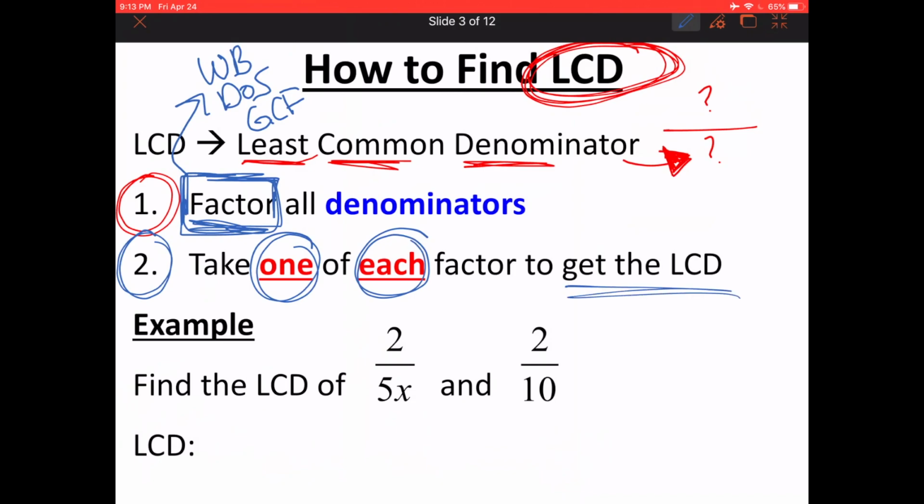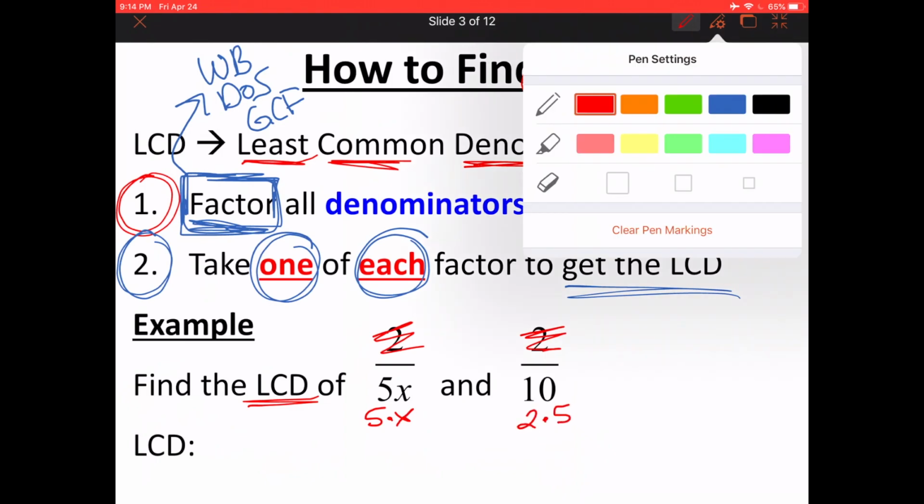Okay? So let's look at our example here. Find the LCD of 2 over 5x and 10. To find the least common denominator, I could care less about the numerators, right? I want the denominator, the least common denominator. So let me factor everything. 5x would just be 5 times x. 10 would be 2 times 5.